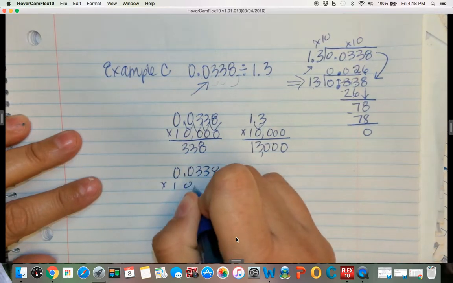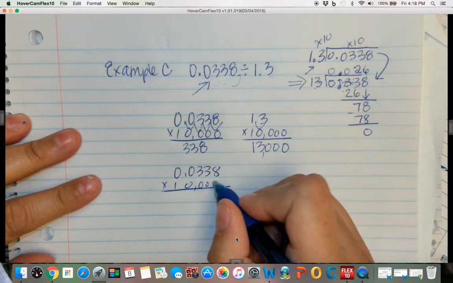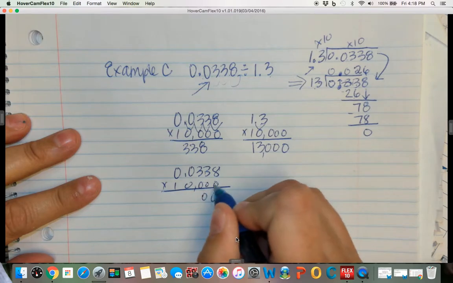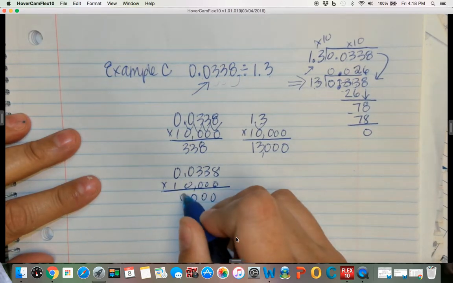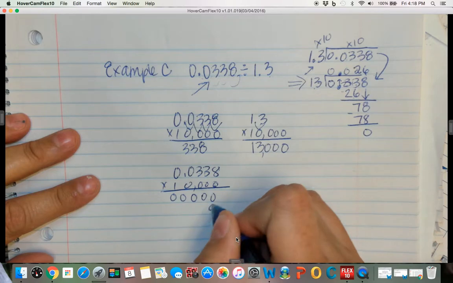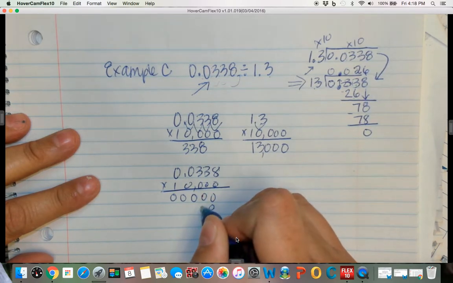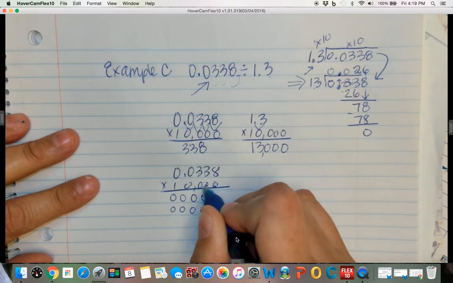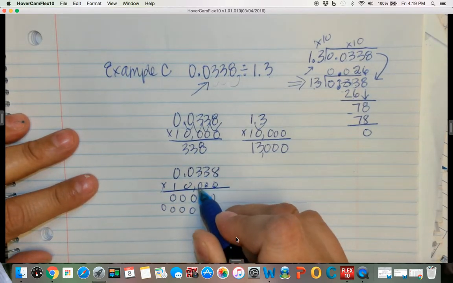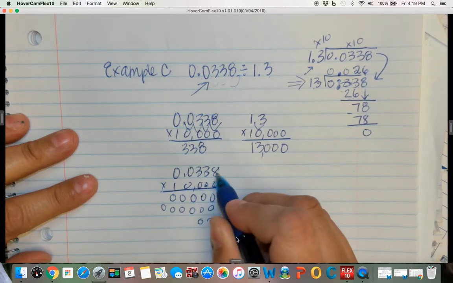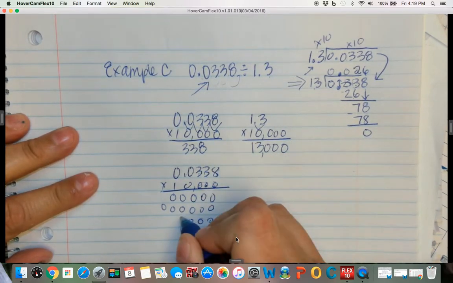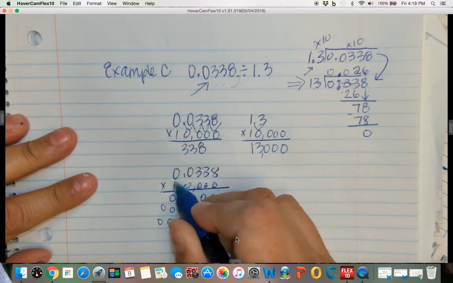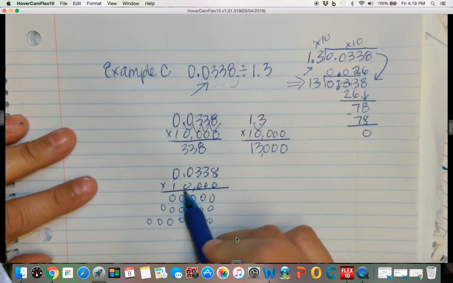0.0338 times 10,000. This is going to be all zeros. 0 times 8, 0. 0 times 3, 0. 0 times 3, 0. 0 times 0, 0. 0 times 0, 0. Next one, placeholder. The same again, all zeros. Okay, next one, 2 placeholders, and all zeros again. Then 4 placeholders.